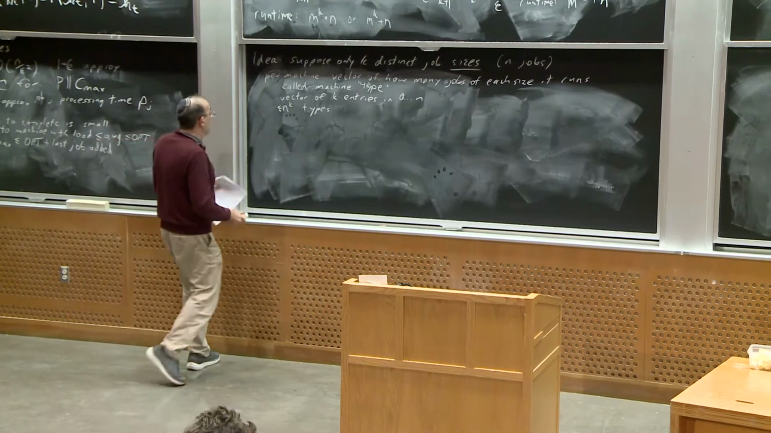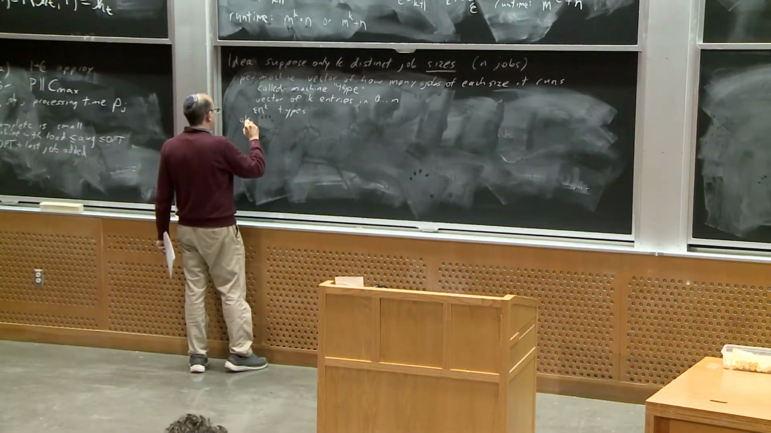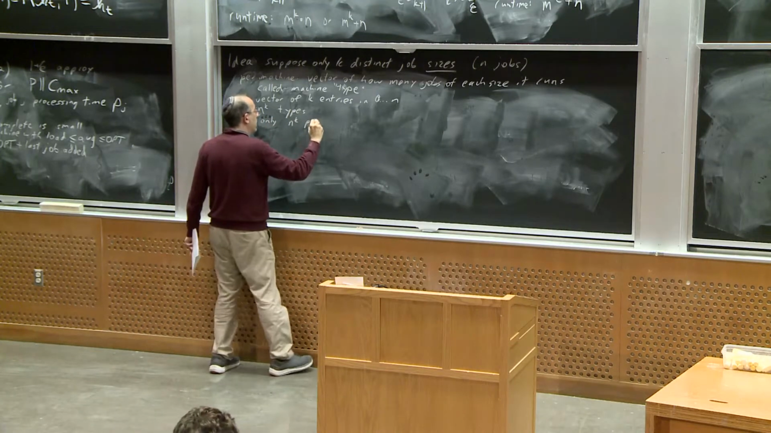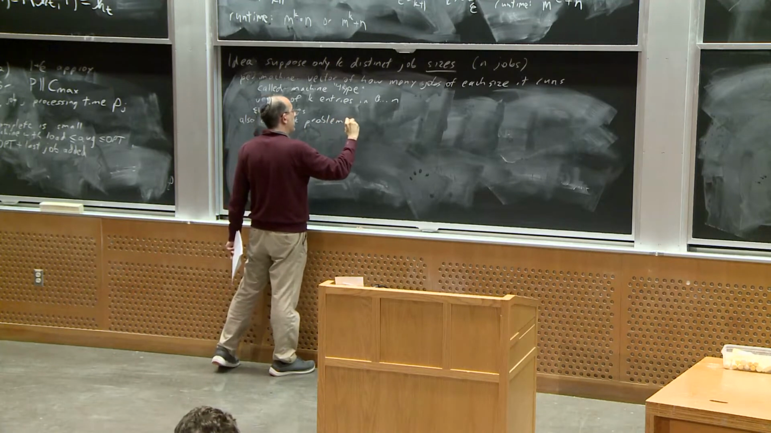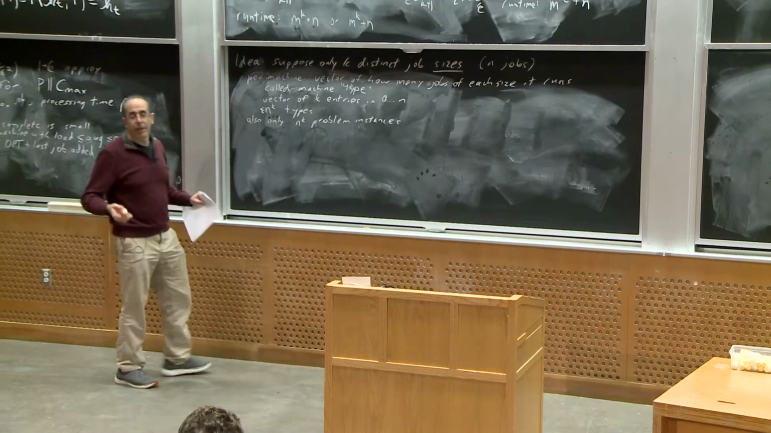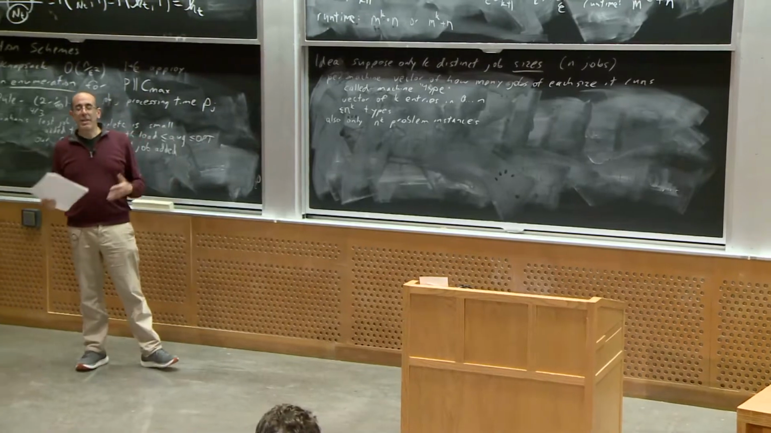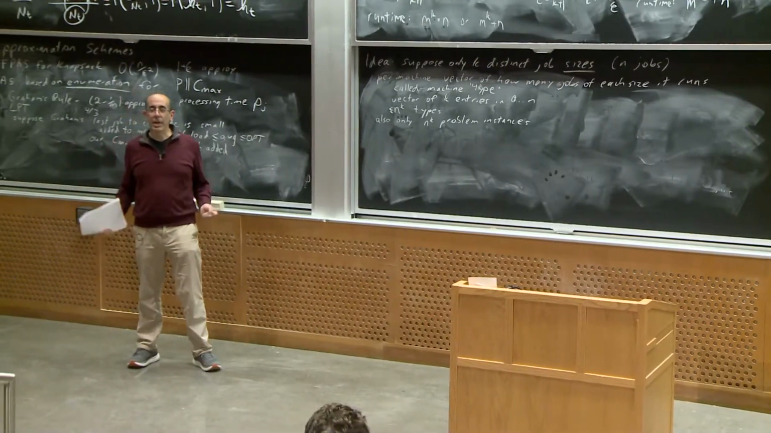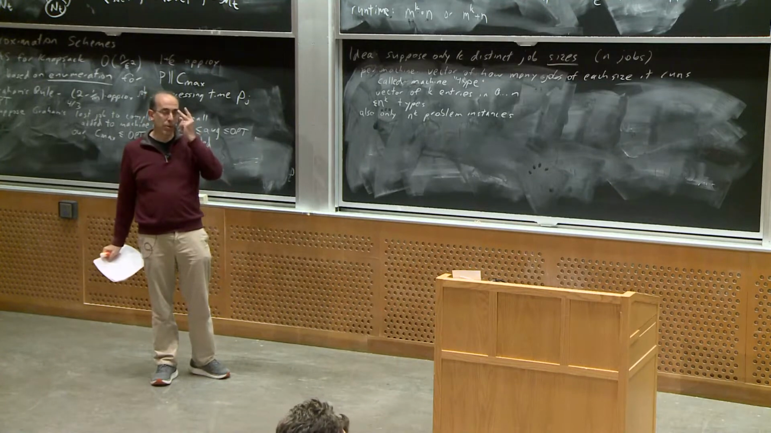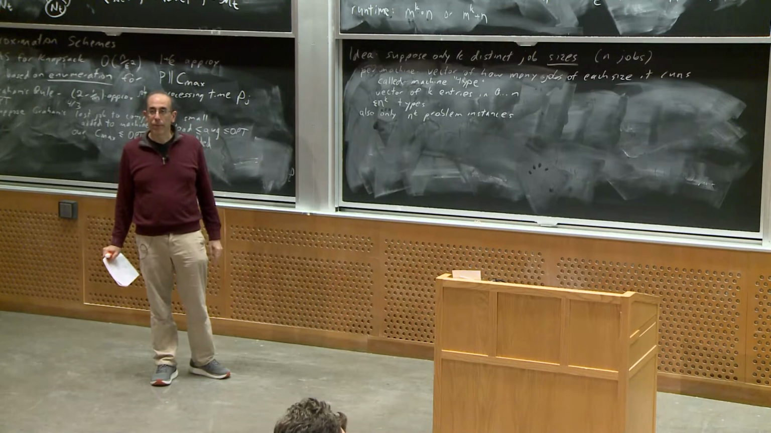Okay. Notice that there are also only n to the k problem instances for the same reason, basically, right? A problem instance is how many jobs of each size do you want me to schedule? So it's also described by a vector of k numbers between 1 and n. Okay.